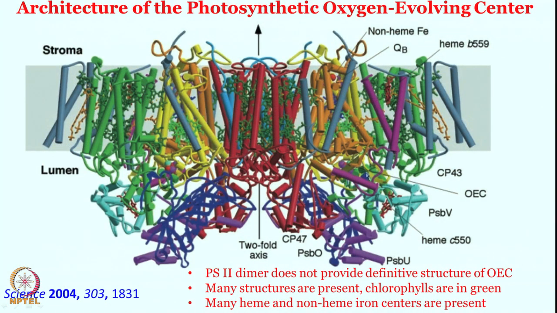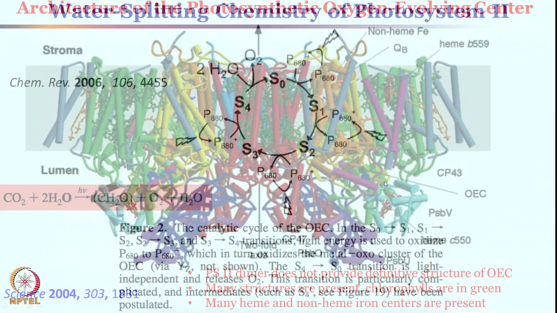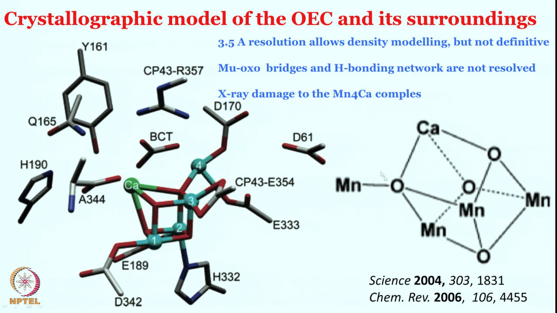So let us get back to that crystal structure, that OEC crystal structure. Three slides back we have seen, this is the crystal structure. If you zoom down over here further, in this region, you see that these are 1, 2, 3, 4, the four manganese clusters that we were talking about. This is the calcium over there. So what is the debate about? Well, although this looks like a definitive structure, people do not believe that that is the original structure.